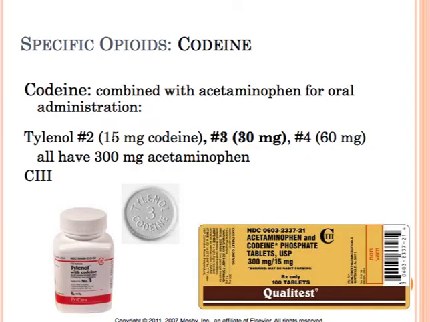Another opioid is codeine. Codeine is often mixed with another product like Tylenol or acetaminophen. So that's pretty commonly used, especially in dentistry. So Tylenol number 3 has 30 milligrams of codeine and 300 milligrams of acetaminophen.